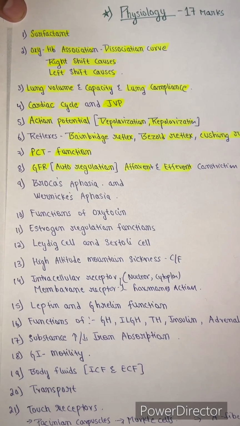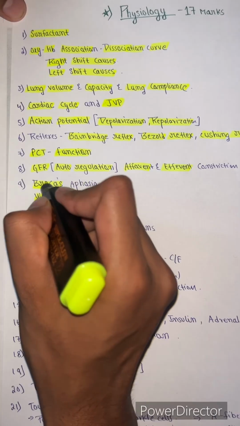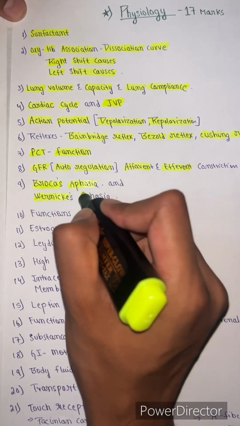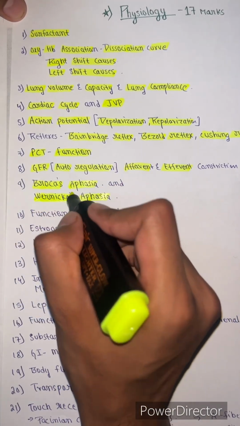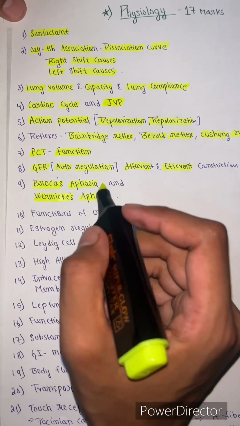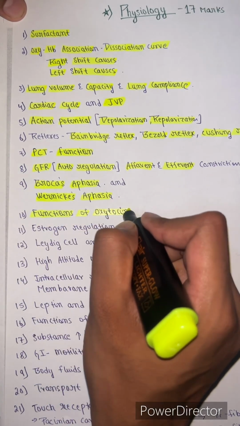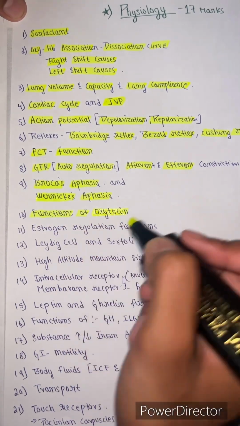Next we have Broca's aphasia and Wernicke's aphasia. You should know the area number also, and you should know the clinical features and the problem in fluency. You should know in Broca's and Wernicke's, very important. Next, you should know the functions of oxytocin, which is again extremely important.